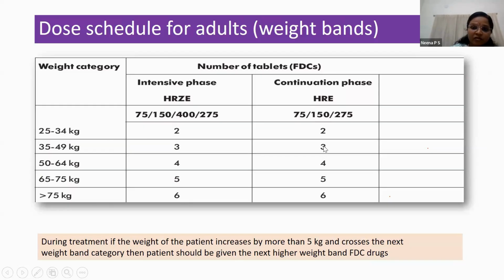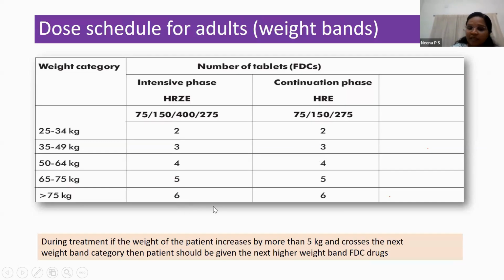And in the continuation phase also, you will have the same number of tablets. The only difference is that the continuation phase will not be having pyrazinamide. Most of the time, the patient will be asking whether the number of tablets will be decreasing. It's not like that. Only the content of the medicine is different. The number of tablets will be same.